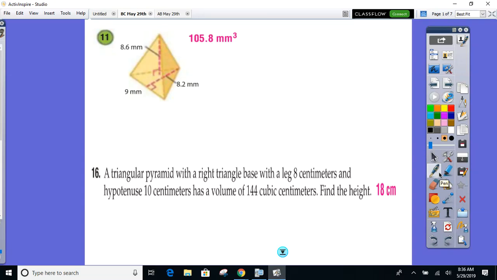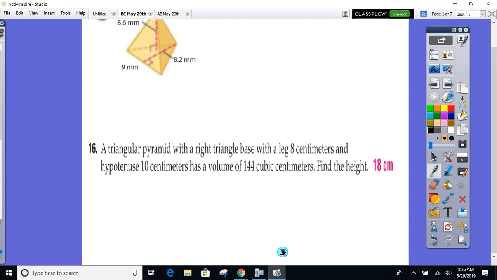Homework. What do you got for me here? Dewey, let's roll. 16, everyone. Take a look at 16.